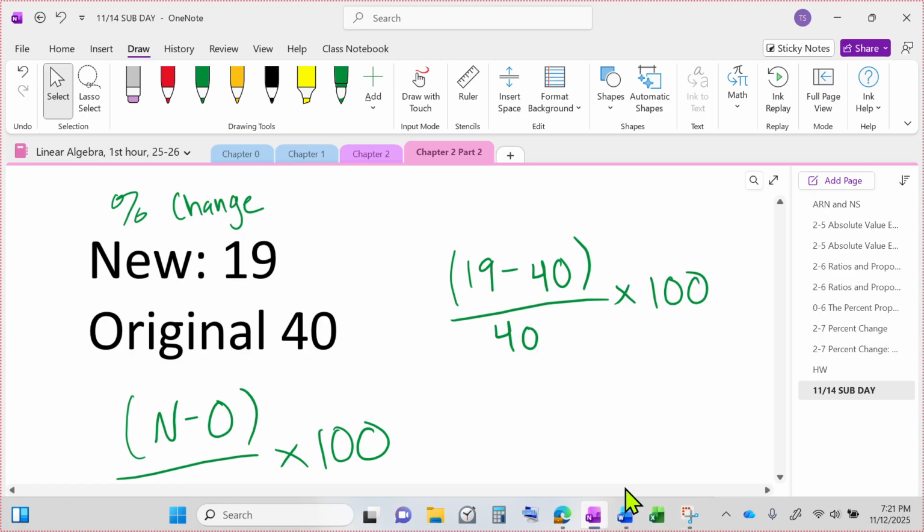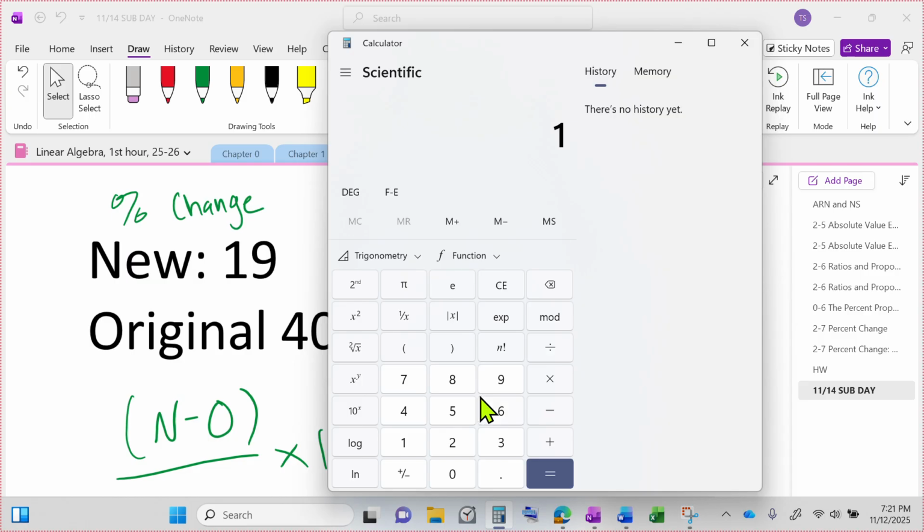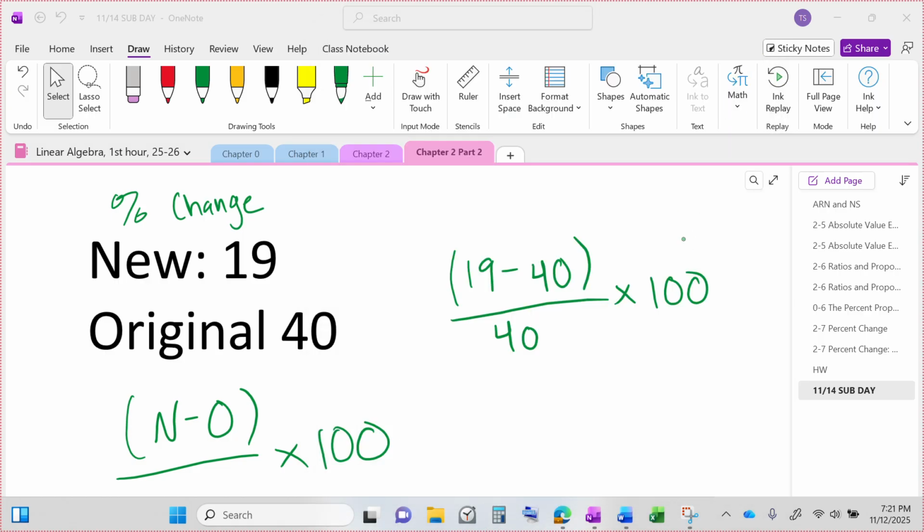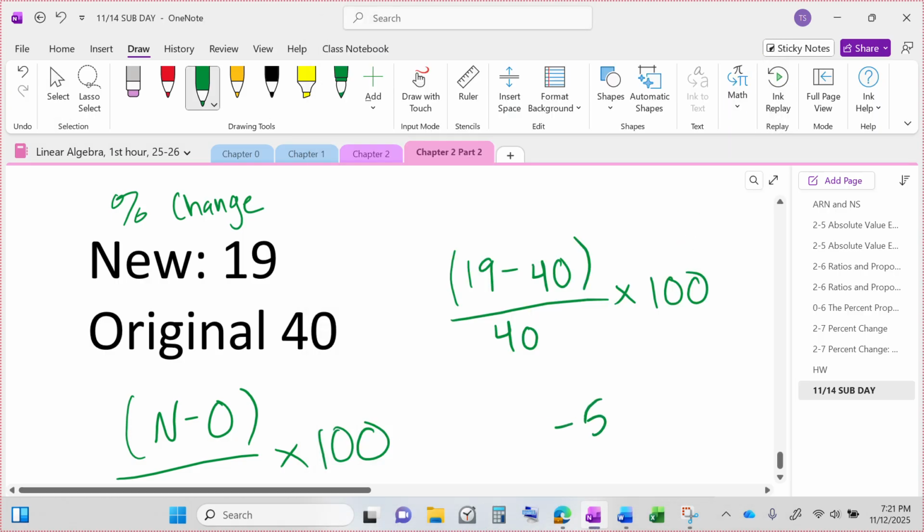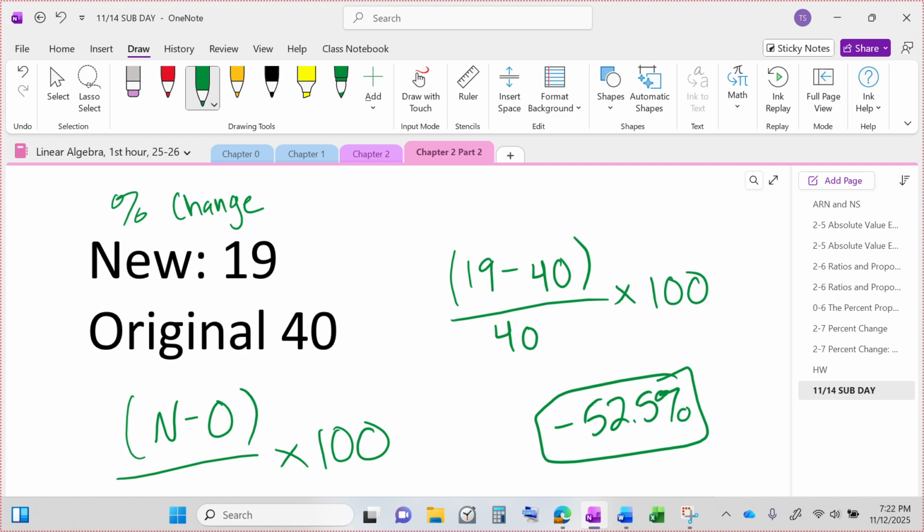Okay, so let's punch that in real quick. 19 minus 40. I'm typing it in a little differently because I'm using my computer calculator. So I get negative 52.5. Again, this is a percent because I did that times 100 already. The negative means it decreased.